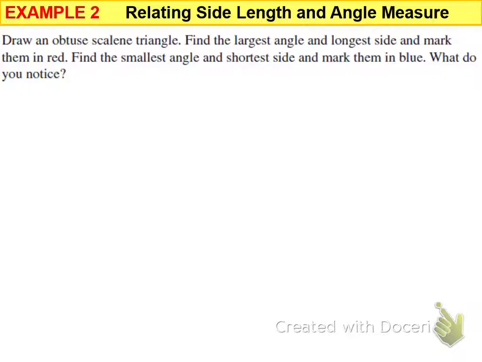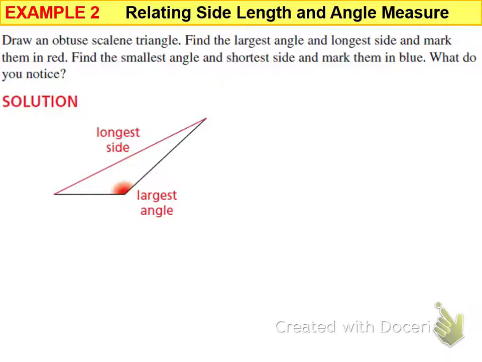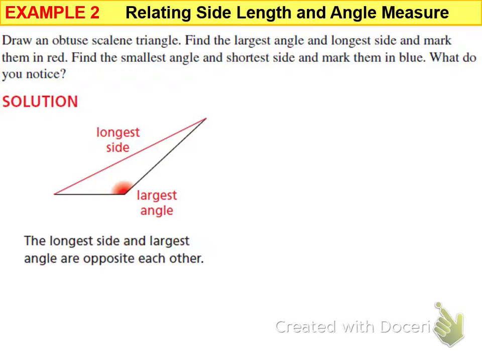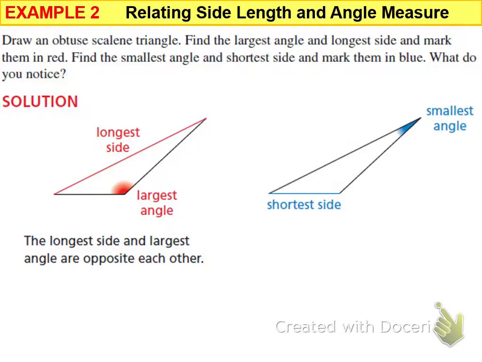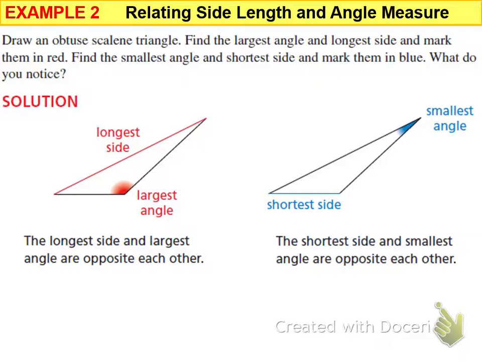So I have a scalene obtuse triangle. It's not on your paper. If you look at it, it just is easier to even see. The longest side is across from the largest angle, the obtuse angle. And then the smallest side, shortest side, is across from the smallest angle. So that's the pattern. We're going to be listing angles and sides given the other. So see that here in a second.